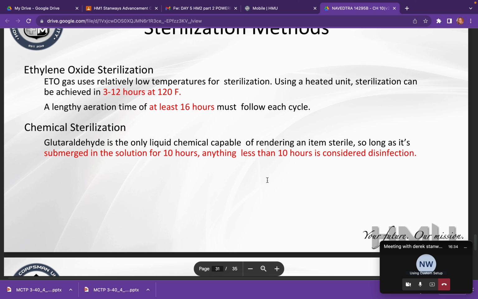I know, but the Corpsman Manual, way back when, is still on the test because they throw glutaraldehyde on the test all the time. 10 hours. Just no less than 10 hours. If it's 10 hours and 1 minute, that's fine. It literally cannot be 9 hours and 50 minutes or 58 minutes. It has to at least hit that 10-hour mark.